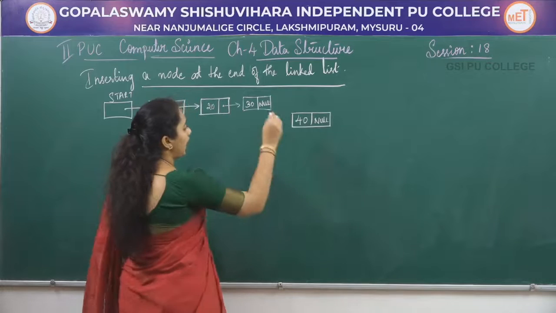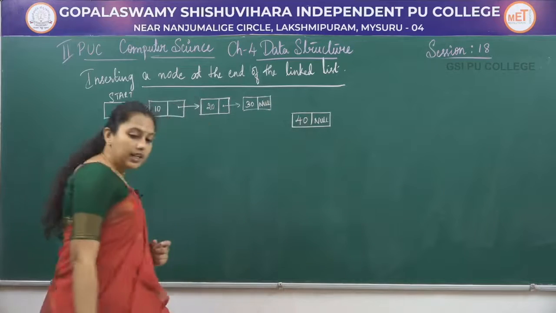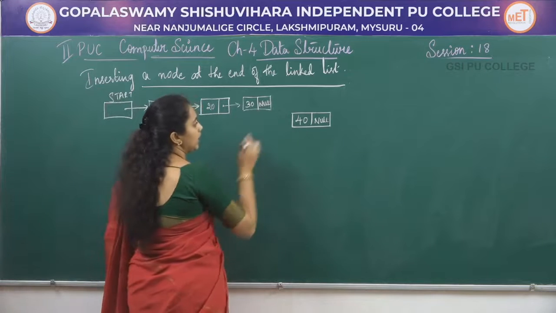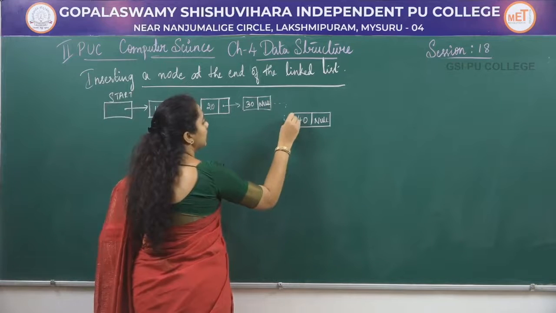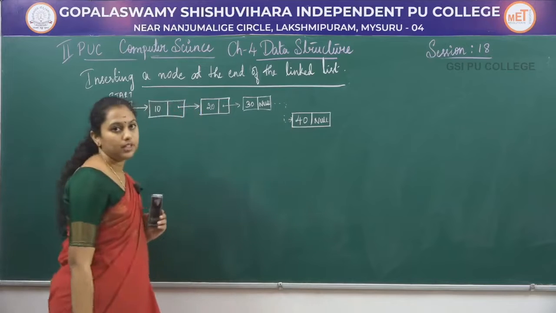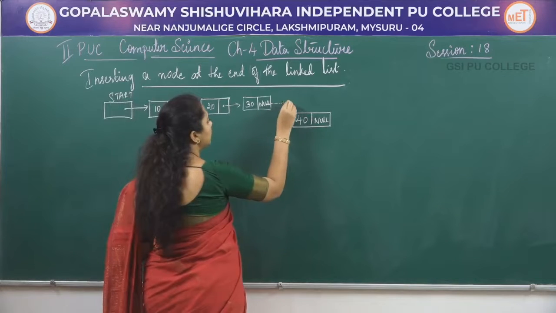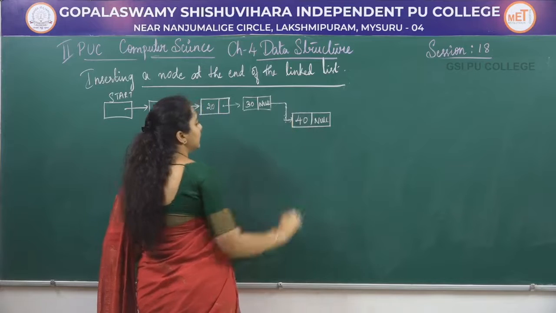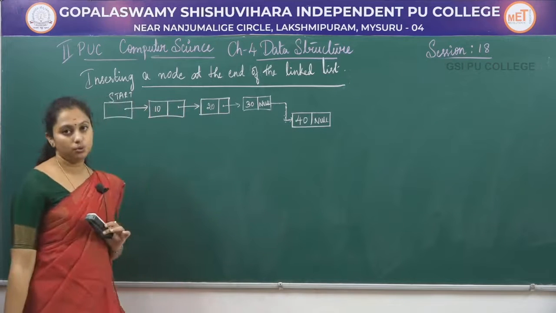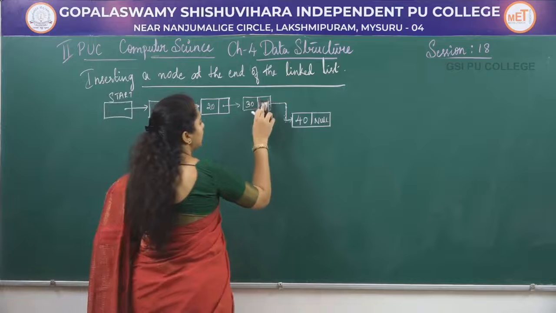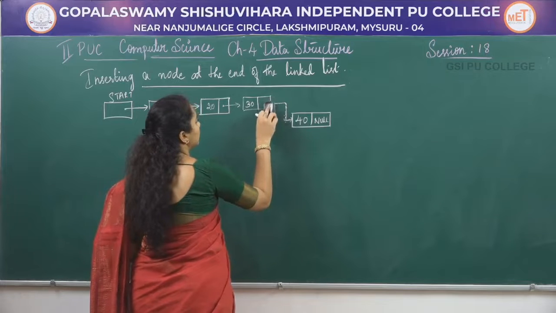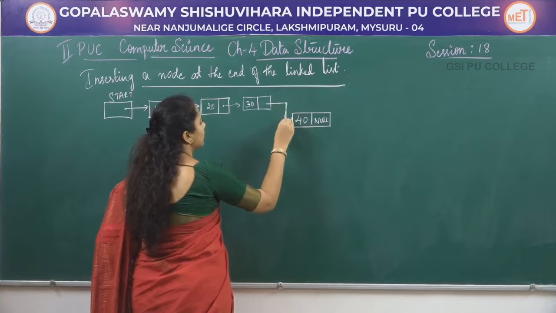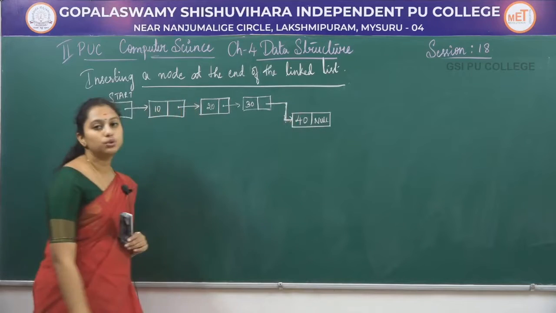So now I have to create a link from the third node of the linked list to the newly created node. I have to create a link from the third node of the linked list to the new node. So here I have to remove this null and create a link to the new node.